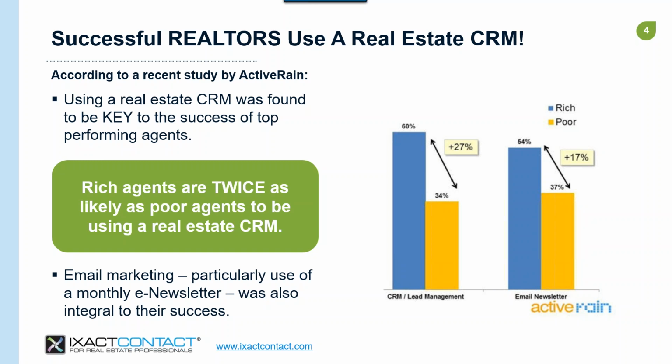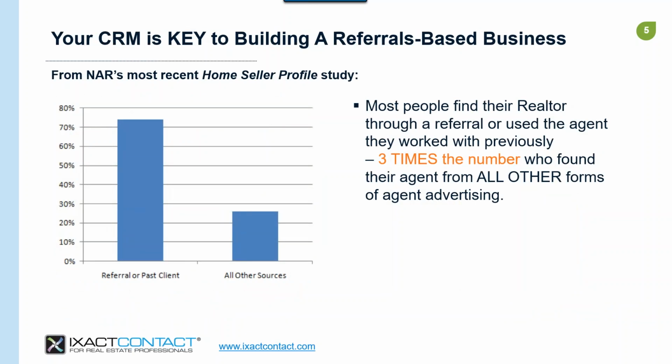Interestingly, close behind that was the use of email marketing, and particularly an e-newsletter, was also one of the top differentiators. So, if you like data, if you're a little bit from Missouri, I'm not convinced, this is pretty powerful data. They looked at 65 factors, different ways realtors can do business, and CRM came out as the number one.